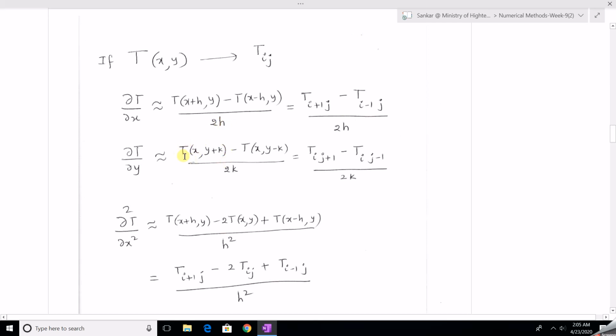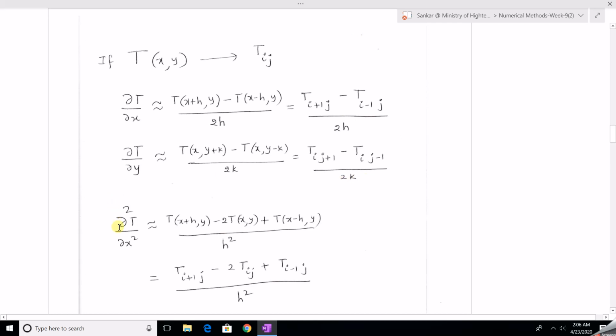So now if we use the notation, T of x, y plus k can be written as T of i, j plus 1. Here the change is in the second coordinate y. Therefore, T of x, y plus k is denoted by T of i, j plus 1, minus T of x, y minus k, which is denoted by T of i, j minus 1. So using this notation, ∂T over ∂y can be approximated by T of i, j plus 1 minus T of i, j minus 1 over 2k.